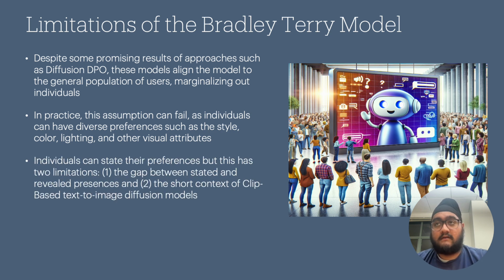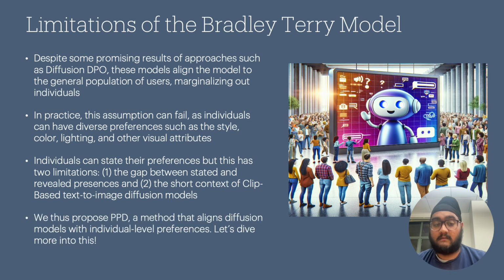An alternative approach is that individuals can state their preferences, but this has two different limitations. Firstly, as seen in class, the gap between stated and revealed preferences is quite large, and people may have a biased view or share a better version of themselves that doesn't actually lead to ground truth personalization. Additionally, the short context of CLIP-based text-to-image diffusion models is also limiting, preventing us from actually conditioning on individual users' preferences. We thus propose PPD, a method that can align diffusion models with individual level user preferences. Let's dive a little bit more into this.